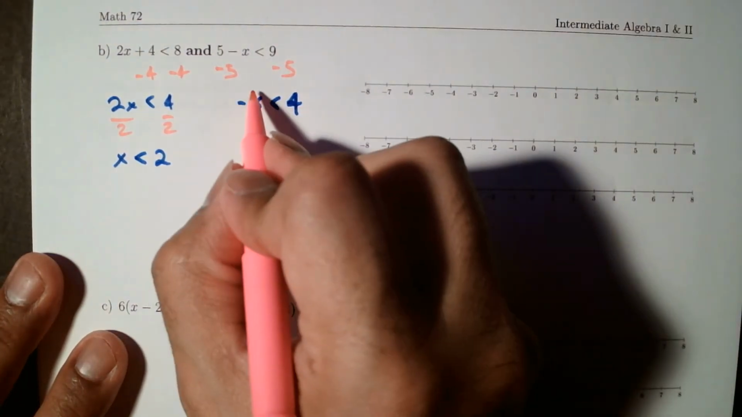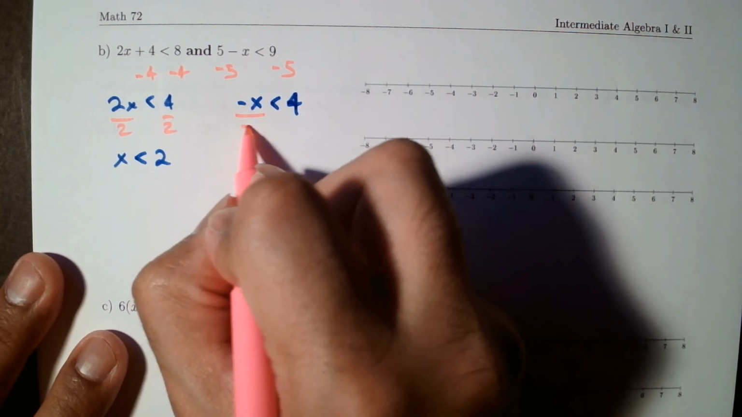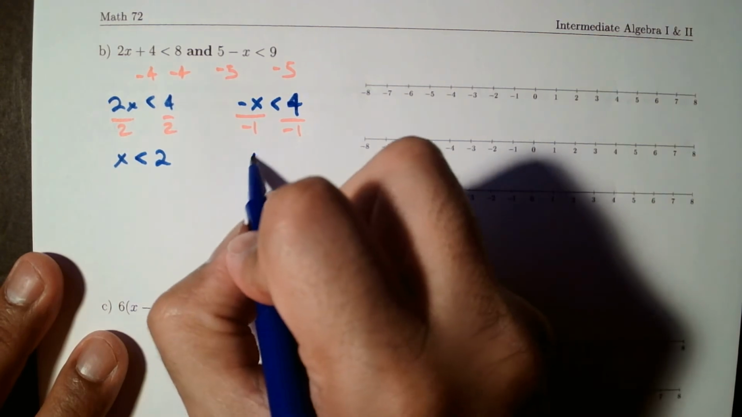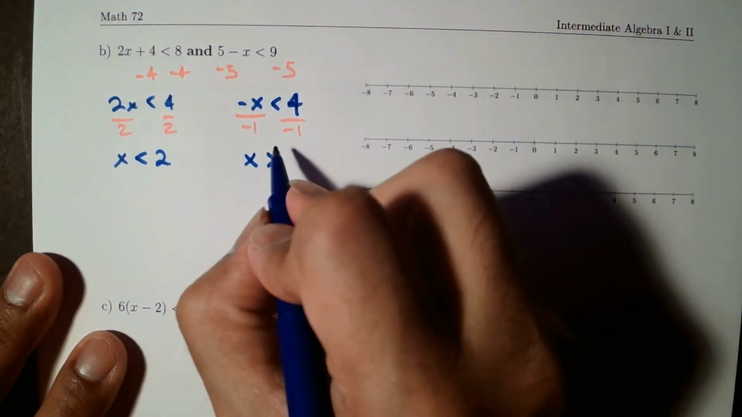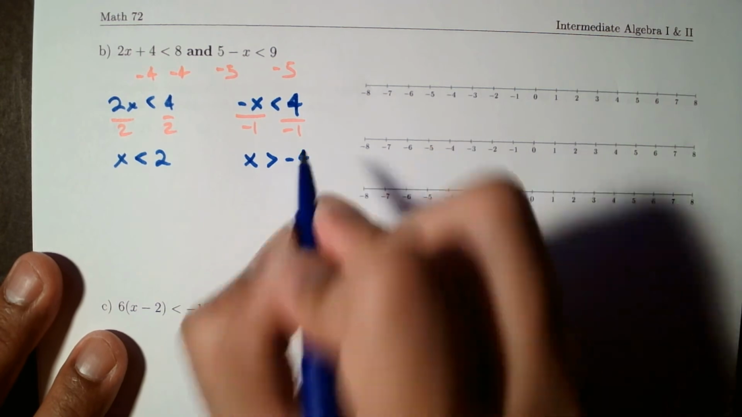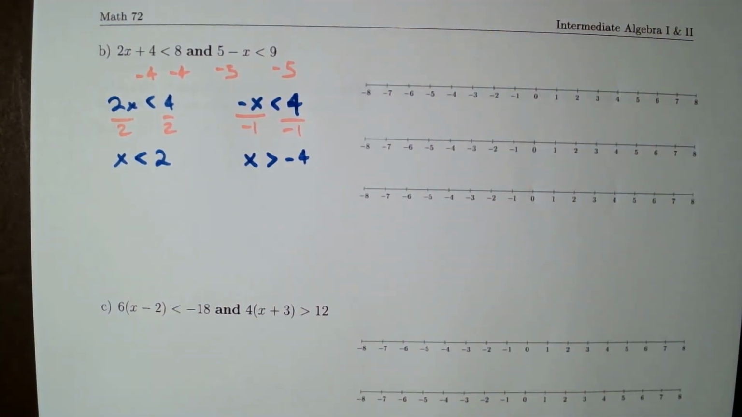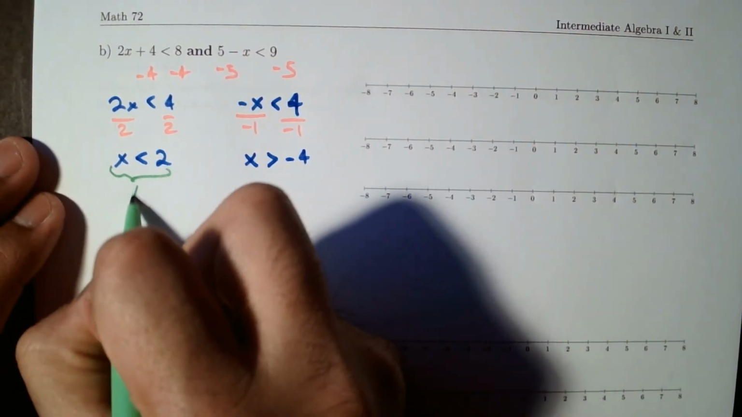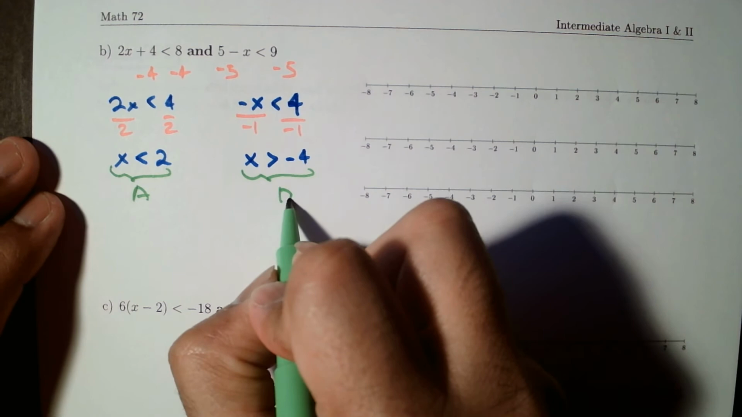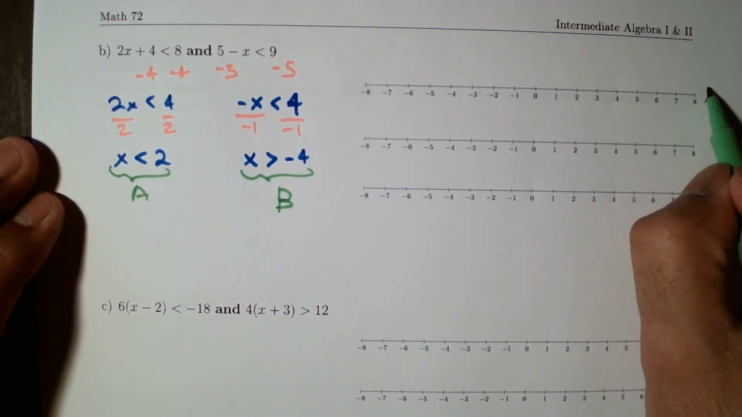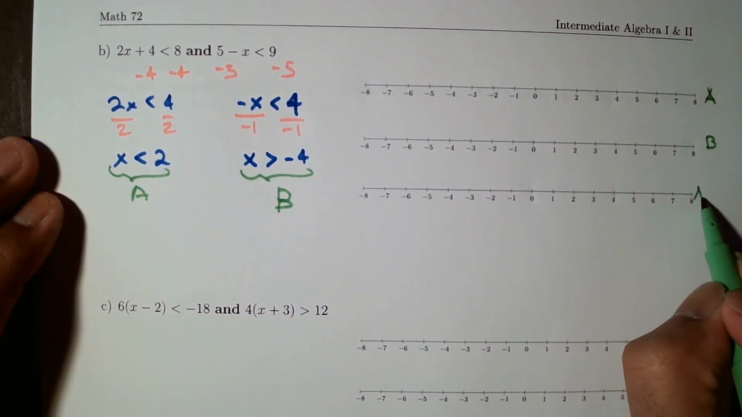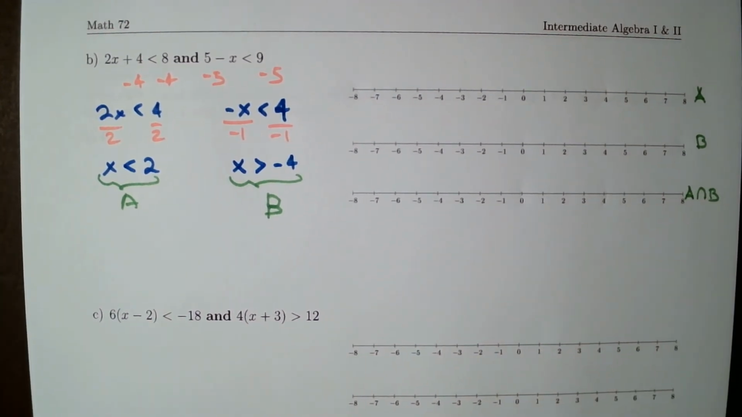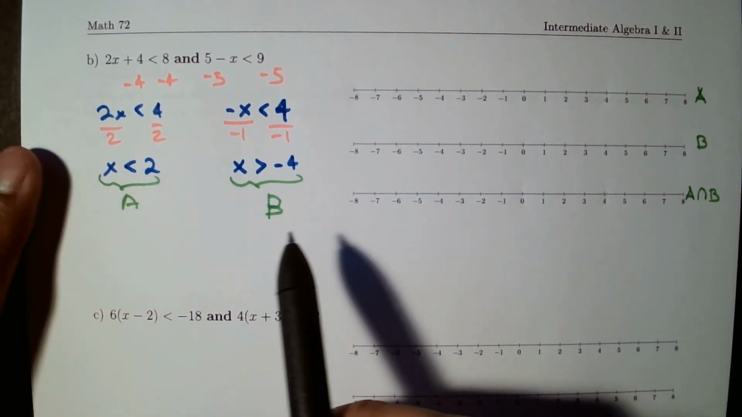Now in this case, to get x by itself, we need to divide both sides by -1. But doing so will reverse the inequality sign. And what's going to happen here? Well, as usual, let's see. This is going to be A, and this is going to be B. So A, B, A intersection B. I mean intersection, not union. I meant intersection or overlap.